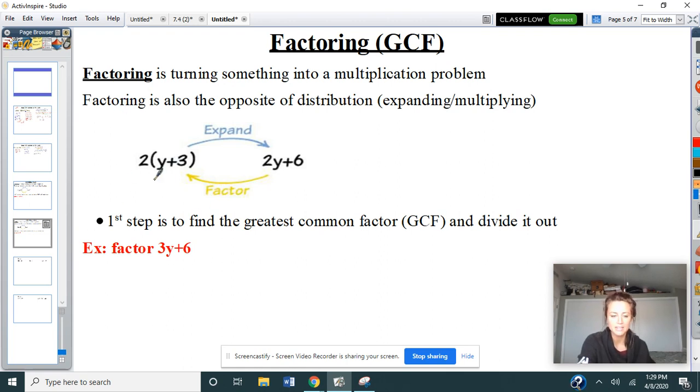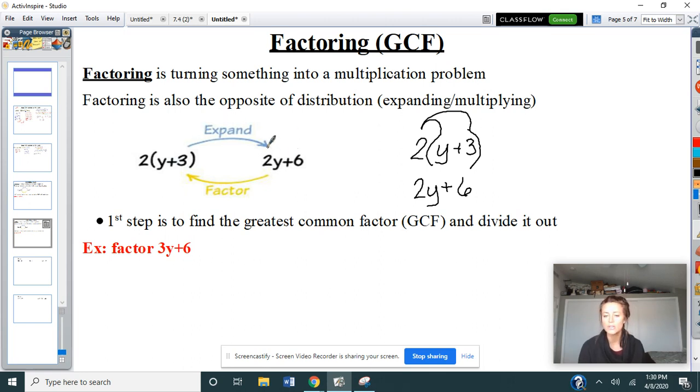So if I give you a problem like this, 2(y + 3), we know that there's no sign in between the 2 and the y, and parentheses means multiplication, so we need to distribute here, right? 2 times y is 2y, and then 2 times 3 is positive 6. So if we distribute, or expand, or multiply, we get 2y + 6, which is what I got right here. So this is expanding, distributing, or multiplying, going from this step to this step.